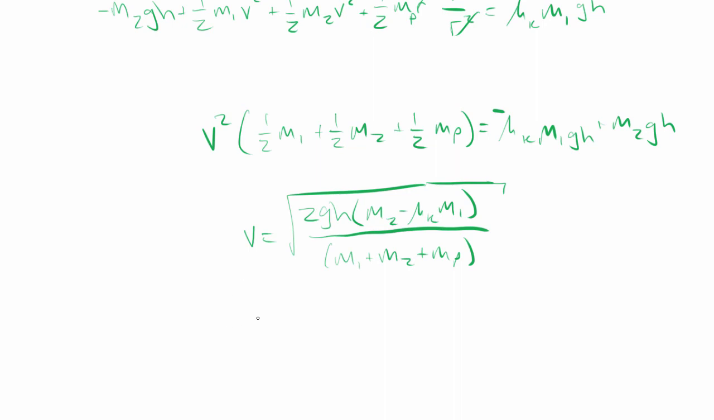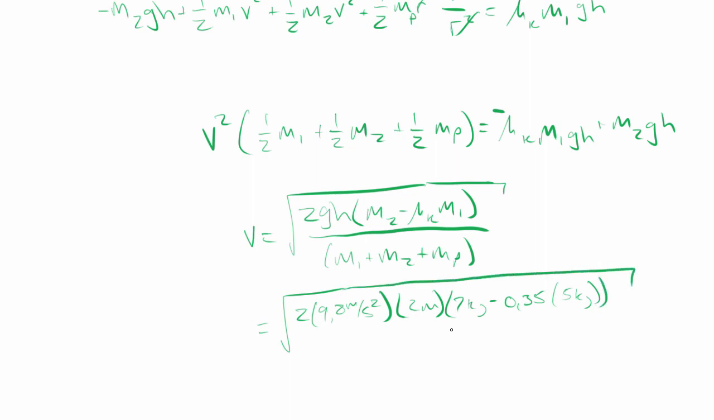Okay, so if we plug in some numbers, and I'll do that just so that you guys can see a solution: 2 times 9.8 meters per second squared, height was 2 meters, mass 2 was 7 kilograms, minus 0.35 times 5 kilograms. And then I'm missing one of those. And that was divided by 7 plus 5 plus 2 kilograms. And if you do that, you should get an answer of 3.83 meters per second.